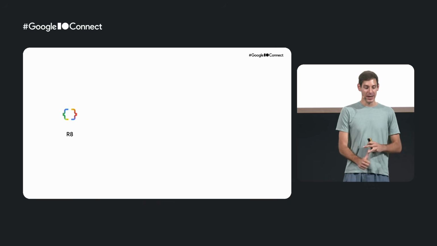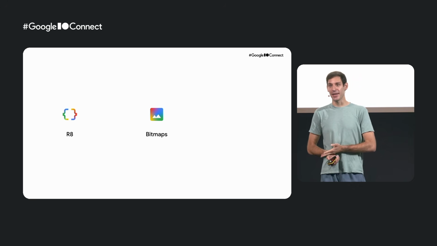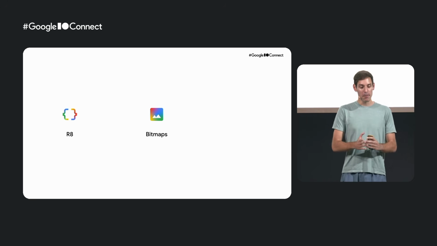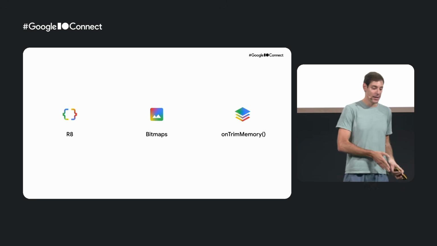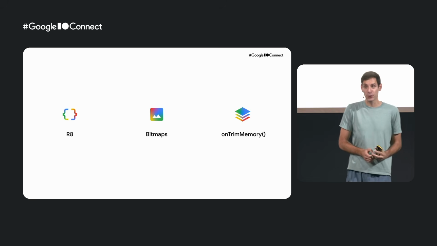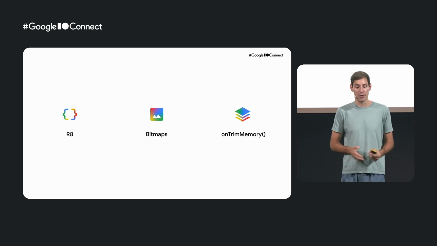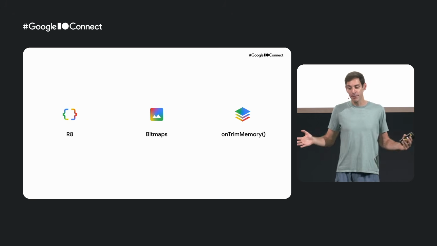So let's try to bring it back to our goal. We have tried to minimize our memory footprint by using R8 effectively. We have been very intentional in how we use bitmaps. And finally, we have been responding to some platform signals like onTrimMemory. Now, this might still not be enough in some corner cases, so the OS might still decide to kill us.